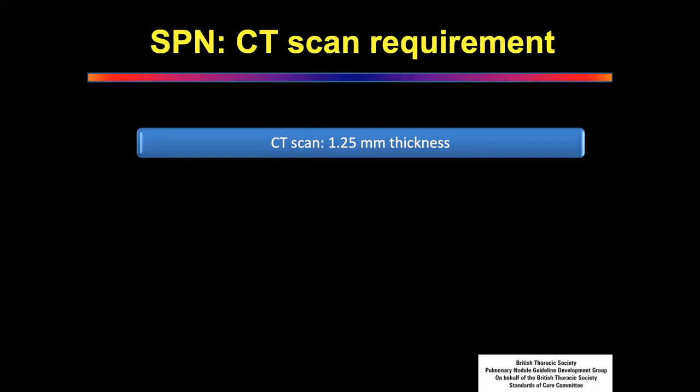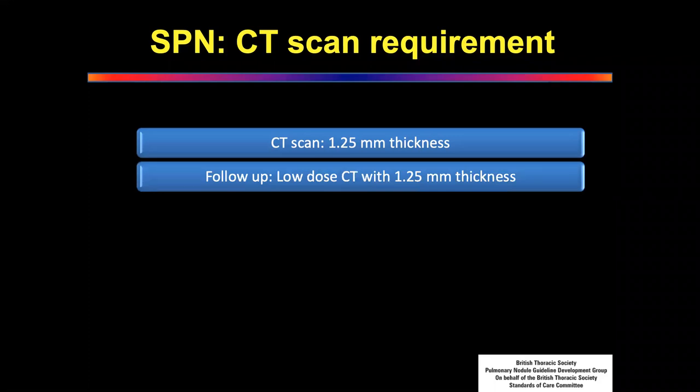If it is a follow-up CT scan, then what is the criteria? I mean, you're doing a follow-up at 3 months, 4 months, just to see whether the size has increased or decreased. What is the criteria? Ideally, it should be followed up on the same machine. Yeah, but what about dosage? Lower dose. Lower dose CT scan with 1.25 millimeters. Okay? So a standard CT criteria is at least 1.25 millimeter thickness. And a follow-up CT should always be low dose with 1.25.